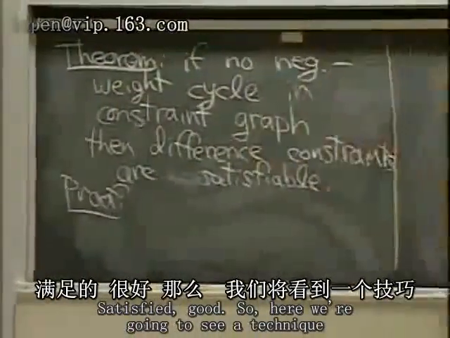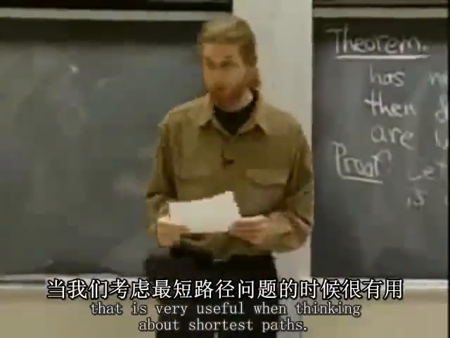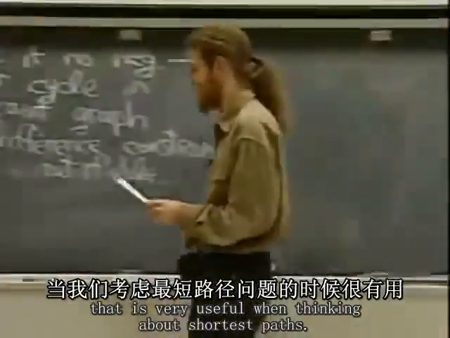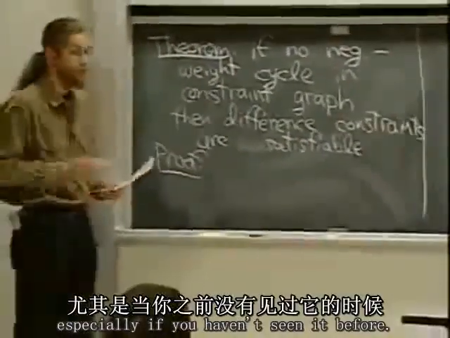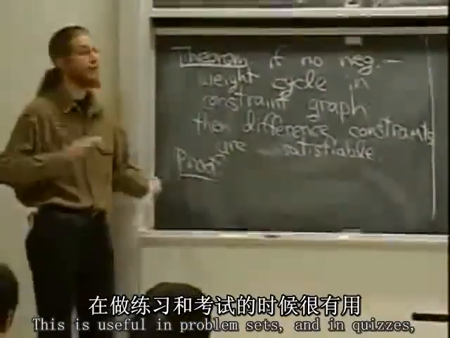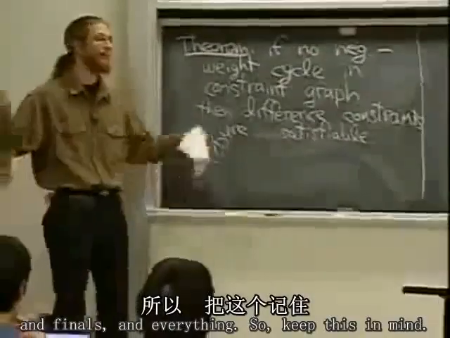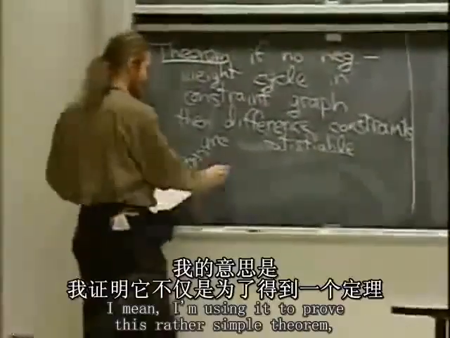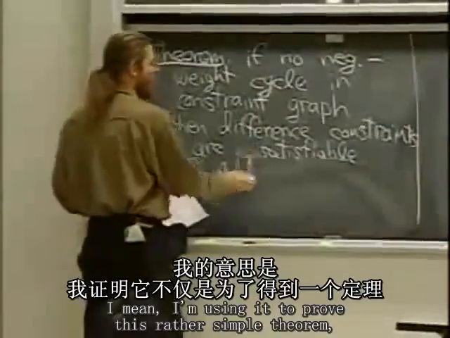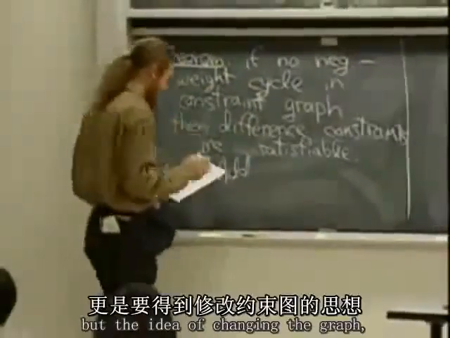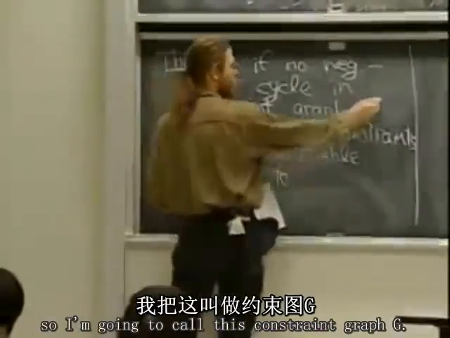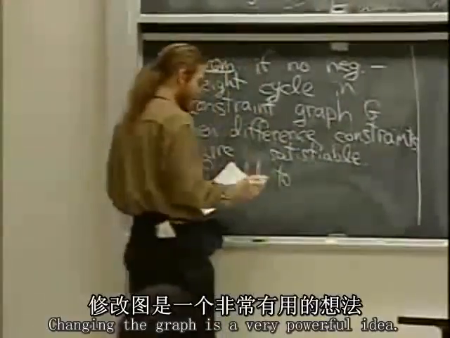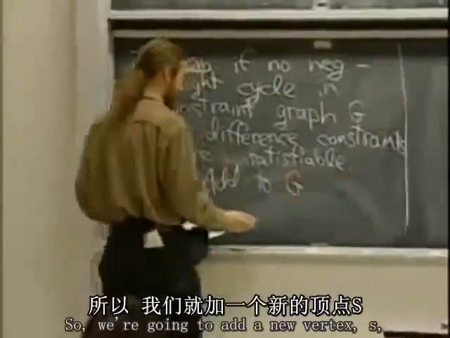So here we're going to see a technique that is very useful when thinking about shortest paths. And it's a bit hard to guess, especially if you haven't seen it before. This is useful in problem sets and in quizzes and finals and everything, so keep this in mind. I'm using it to prove this rather simple theorem, but the idea of changing the graph, so I'm going to call this constraint graph G, changing the graph is a very powerful idea.